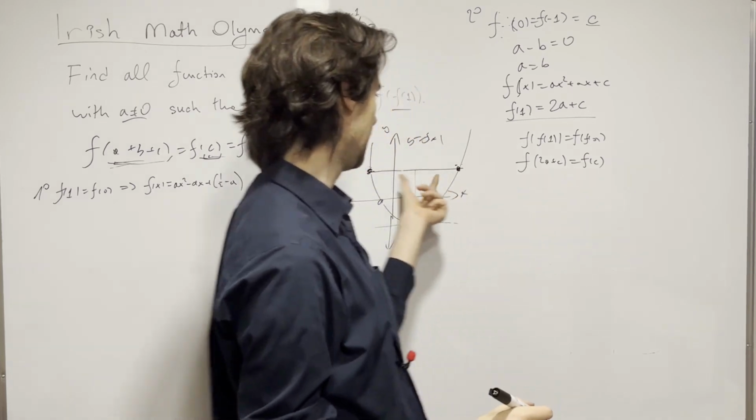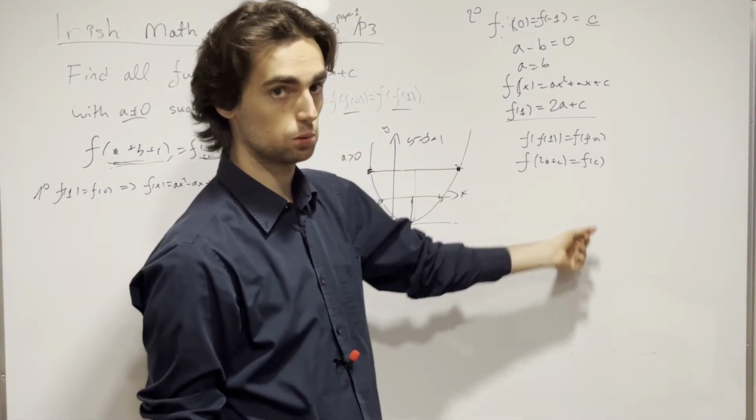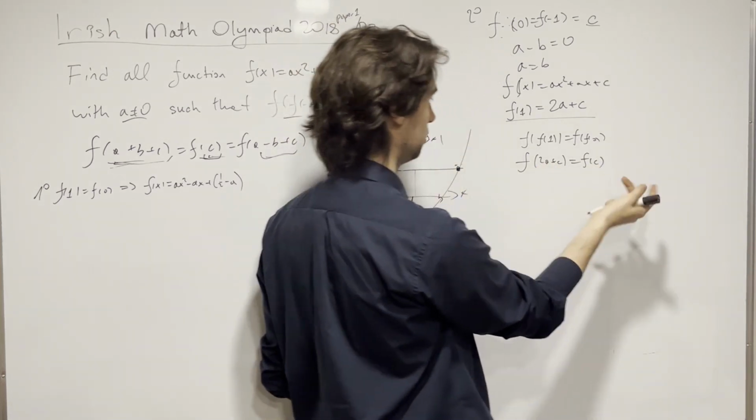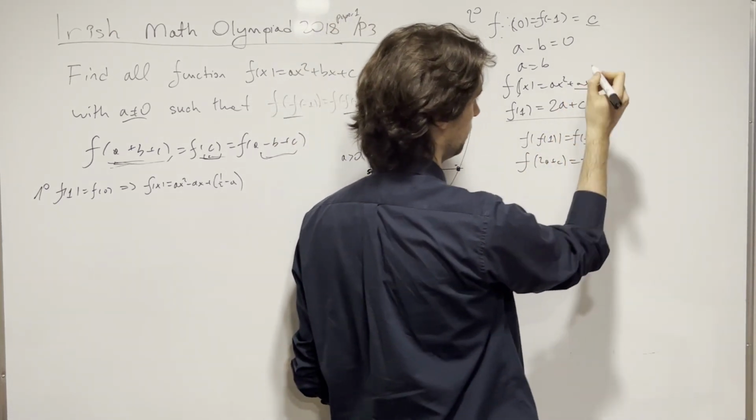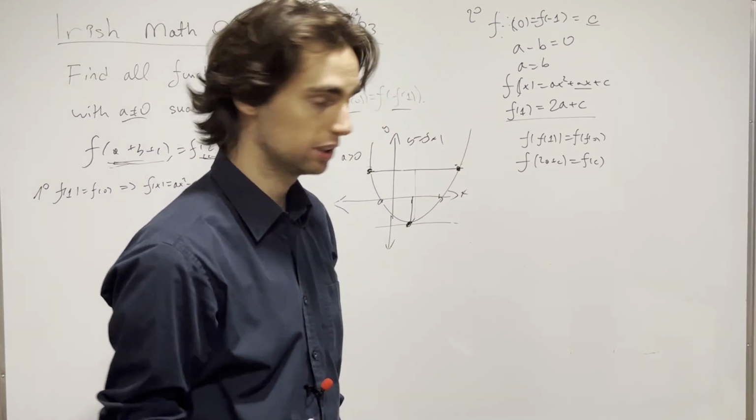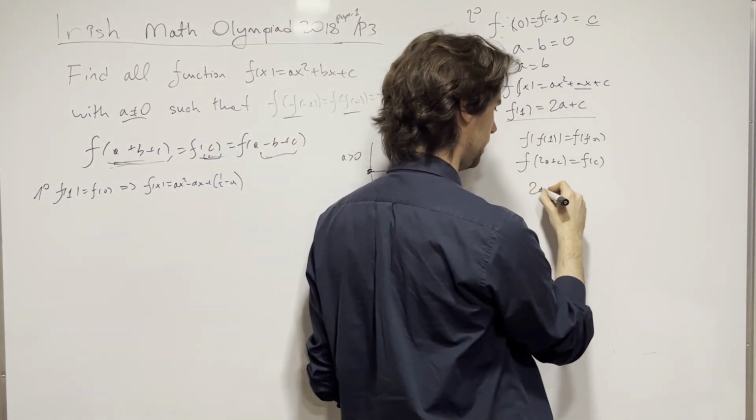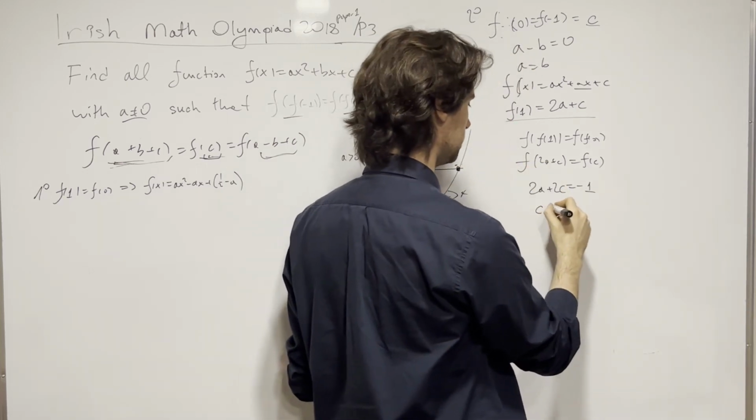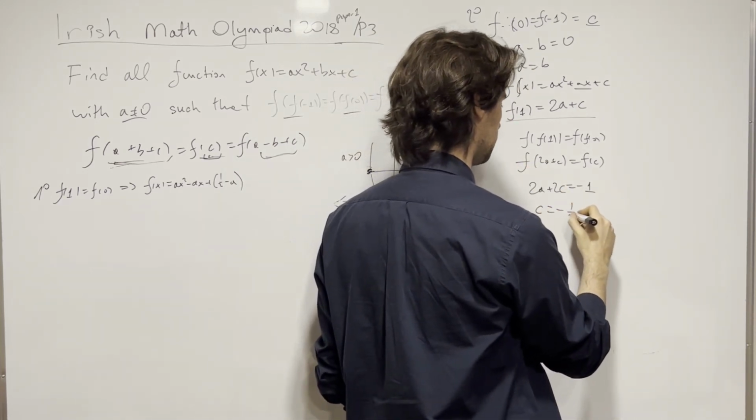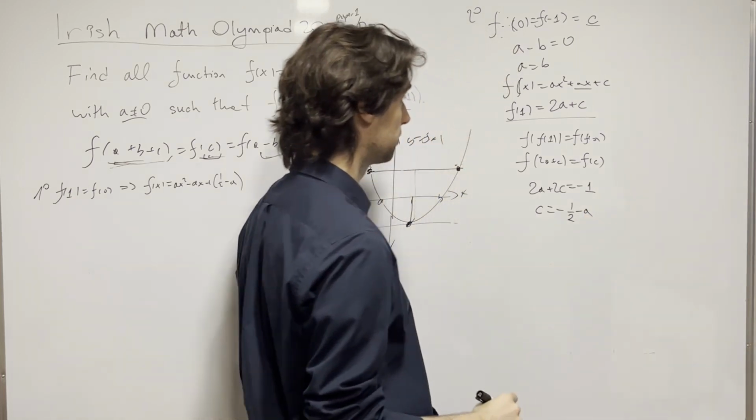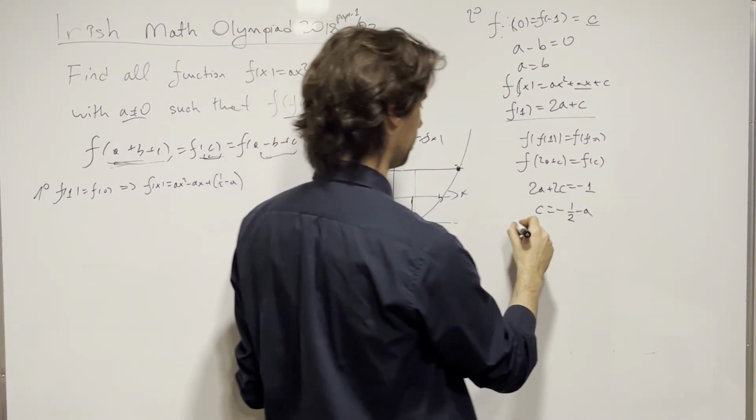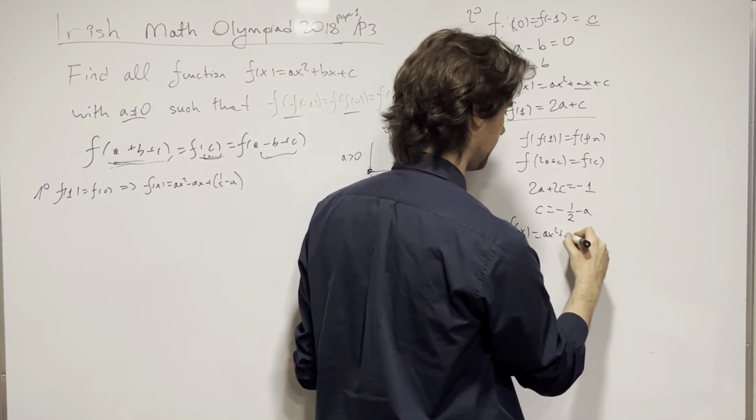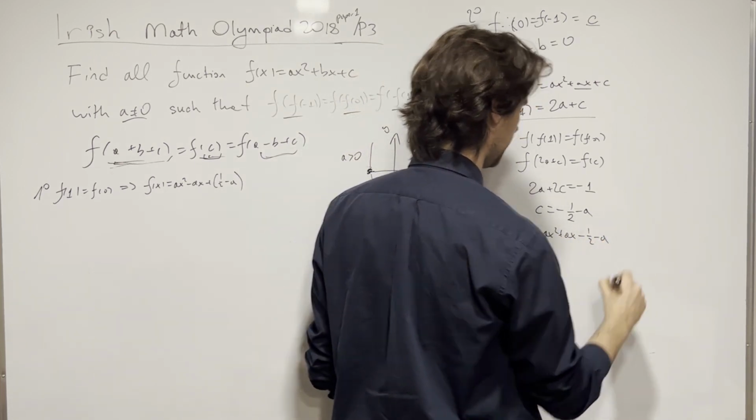Again, if these were the same solution, then we would have a is equal to 0, which we know we can't have. So they must sum up to the minimum. What is the minimum? Minus b over a, which is minus 1. So we have 2a plus 2c is equal to minus 1. In other words, c is equal to minus 1 over 2 minus a. And then we have the functional equation: f of x is ax squared plus ax minus a half minus a.